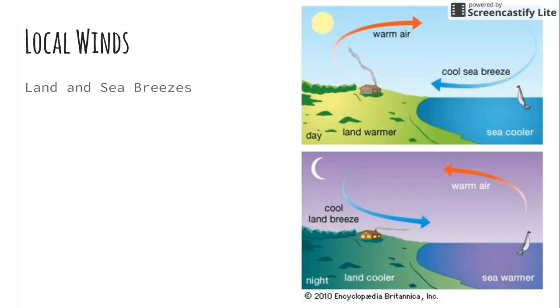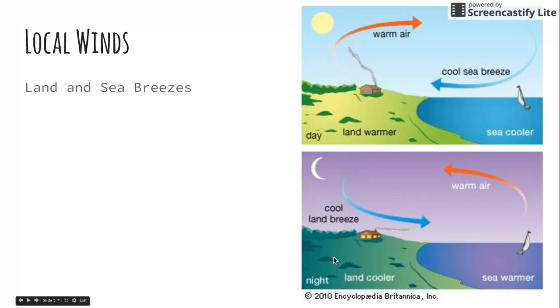We're going to move on to talking about local winds, and we're going to talk about land breezes and sea breezes. Anytime you talk about a land breeze or a sea breeze, what you're talking about is the direction of that cool air. During the day, the cooler air is coming off of the ocean, and therefore this is called a sea breeze. You have this cool air, which is denser, sliding in underneath the warm air, which is less dense, and it creates this circle, or convection current.